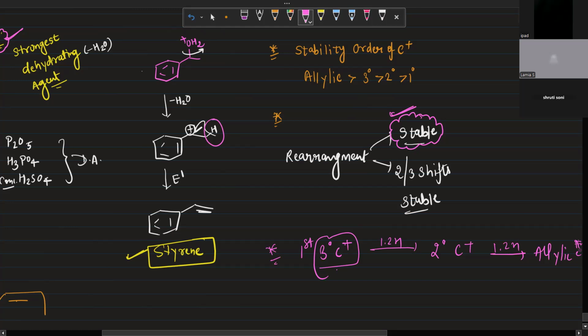In the starting I have a 3 degree carbocation, then after a 1,2 hydride shift it will convert into a 2 degree carbocation. And let's suppose after some sort of shift, it will convert into an allylic carbocation. How many carbocations will form during the reaction? Three. The first is 3 degree, the second is 2 degree, and then allylic. So now the question will come: does the reaction proceed or not, will all the three carbocations form or not.